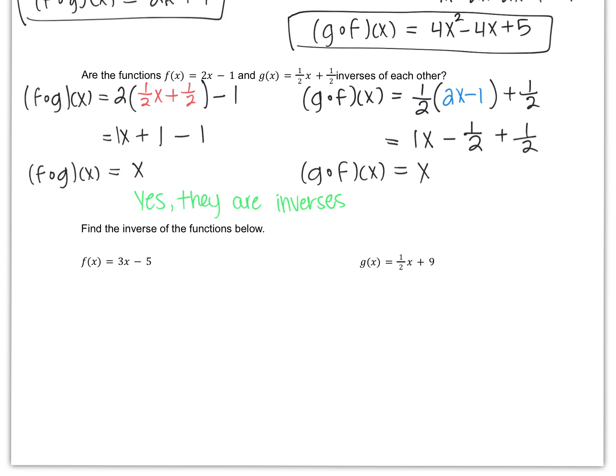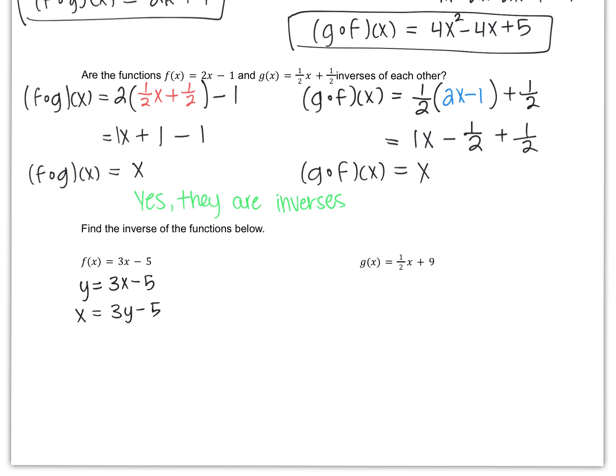The last thing we're going to take a look at is finding the inverse of a function. So it's a pretty easy 3-step process. All right. So we have f of x equals 3x minus 5. So the very first step is to rewrite it as y equals. So we're at y equals 3x minus 5. Next, we're going to switch x and y. So we get x equals 3y minus 5.